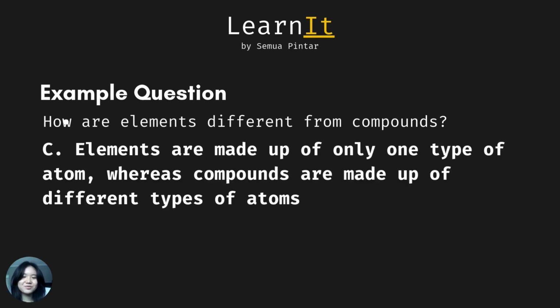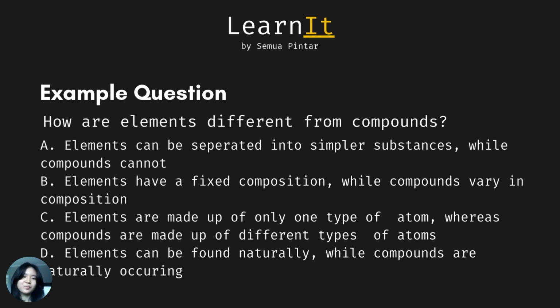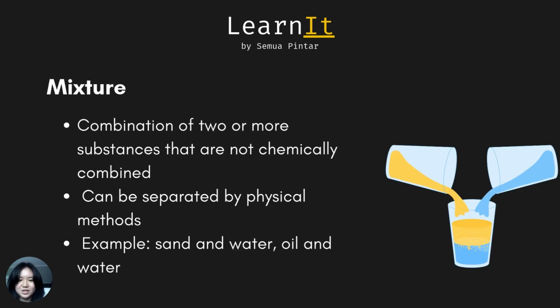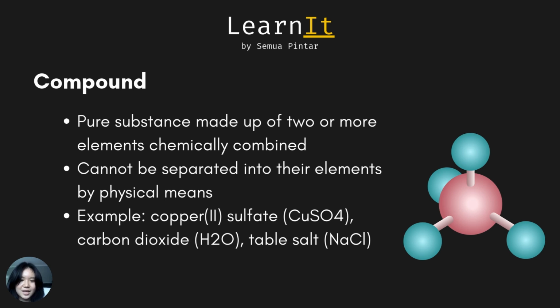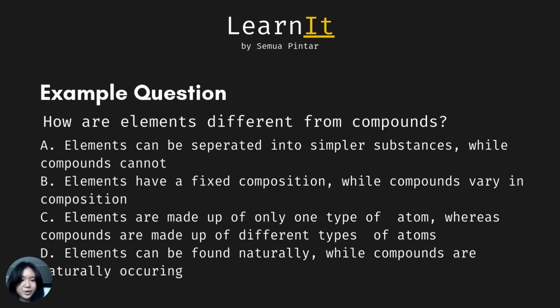Elements are made of only one type of atom, whereas compounds are made of different types of atoms. Let's review the options. Option A says that elements can be separated into simpler substances. Well, no, elements cannot be broken down into simpler substances, and compounds can be broken down, as mentioned here, into their constituent elements.